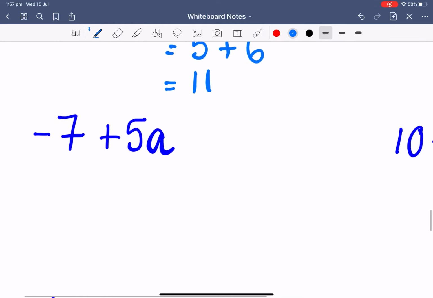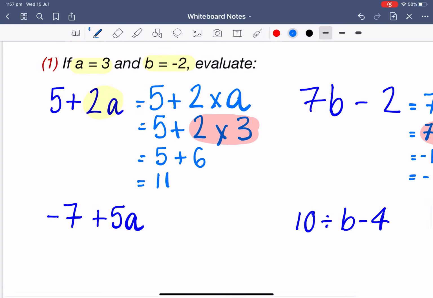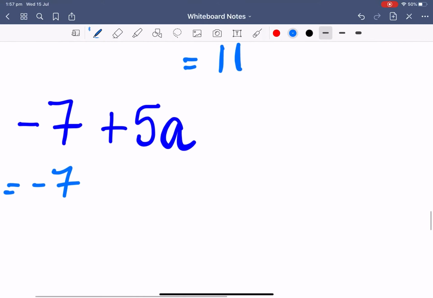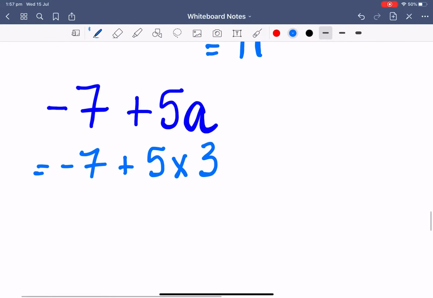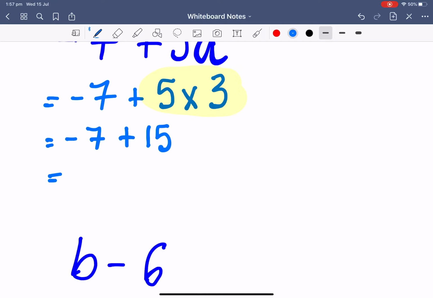Let's do a few more. So -7 plus 5a. So we remember a equals 3, so let's write it out. -7 plus 5 times 3. So again, we need to use BODMAS, and you can guess that we need to do our multiplication first. So let's just write the first bit out, -7 plus 15. So you have -$7 in your bank account. I'm going to give you $15, so now you should have 8, okay? And you can also work that out on a number line.